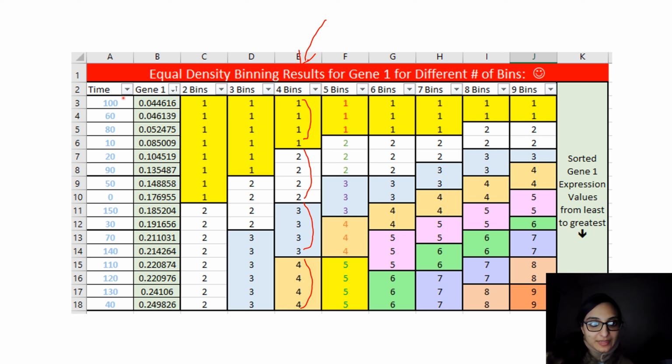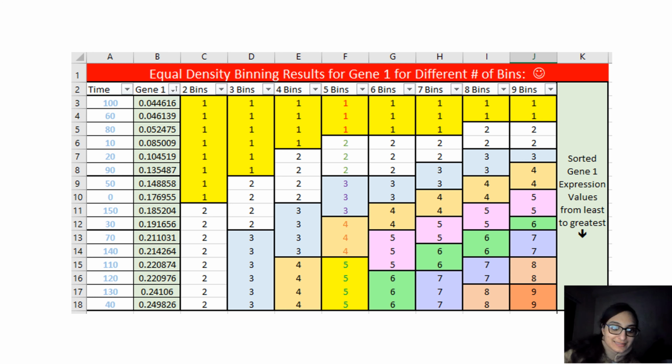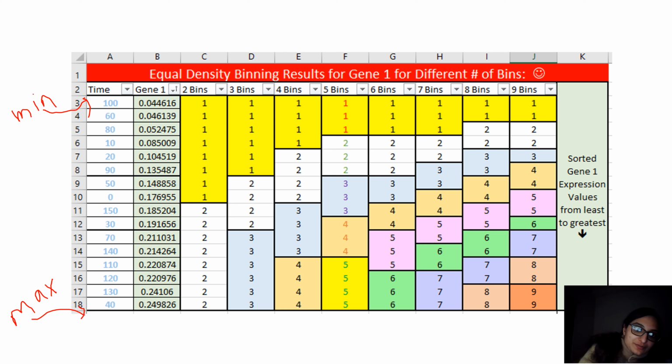The thing that I did is I just sorted it from the smallest value, so this is the minimum, all the way to our maximum value. So you just have to sort it from least to greatest. Least to greatest here, least to greatest. The minimum refers to these values here.